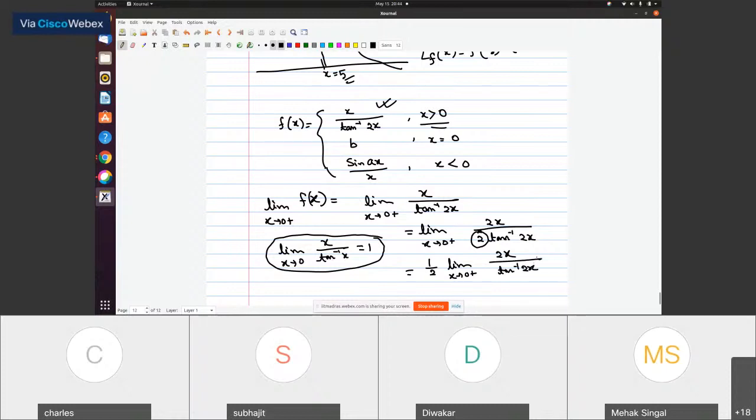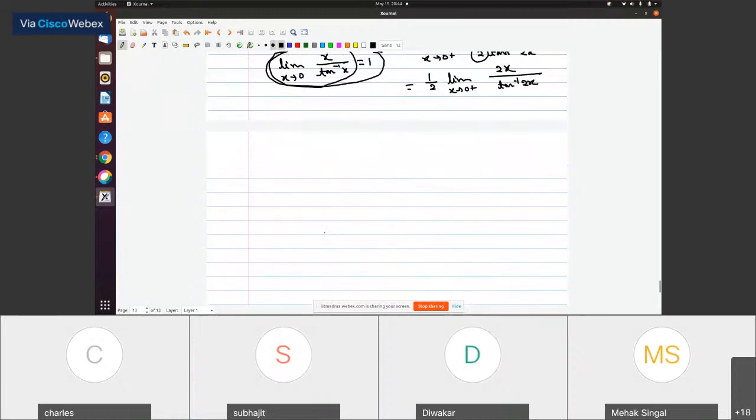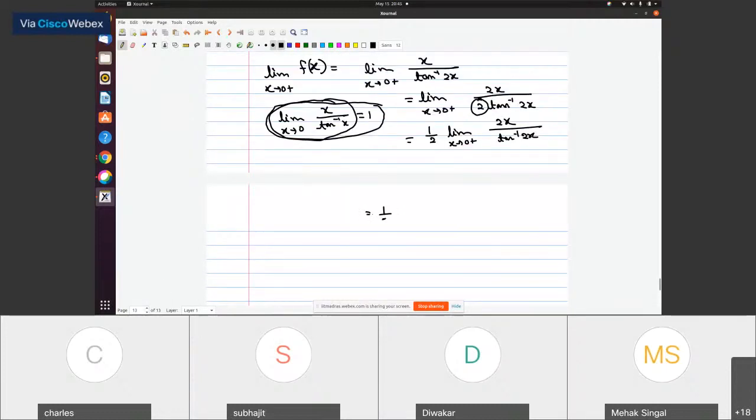Now this is in this form now, right? So this is equal to 1, because as x tending to 0, this 2x is also tending to 0. So I can take my 2x to be y. So this is half limit y tending to 0 plus y by tan inverse y. I am taking y to be 2x. Just change the variable. So this is 1, so this is half. Clear? So my right hand limit is half.